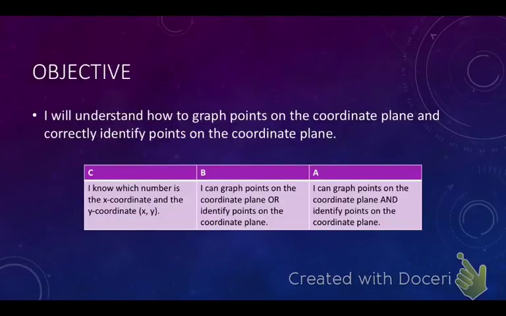All right, today's lesson is going to be very much review, but it will be good for us to remember how to do this for after break and the next unit we're getting into, and for tomorrow when we have a cool project to do. So, our objective is that I will understand how to graph points on the coordinate plane and correctly identify points on the coordinate plane. So we want to be at that A where we can graph points and identify points.